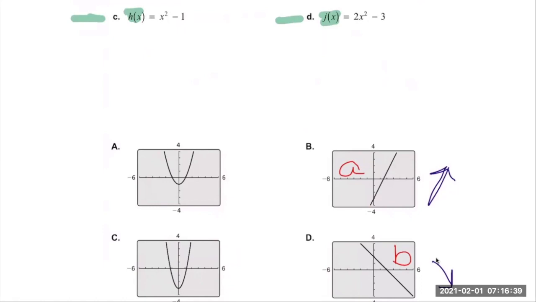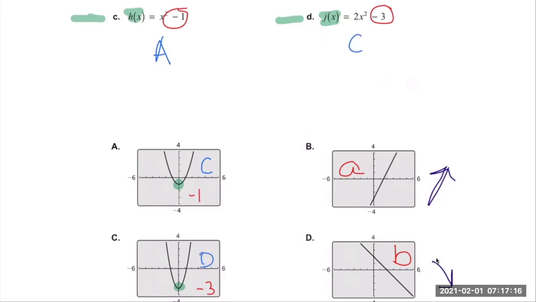But the biggest distinguishing factor is where that graph is touching on our y-axis. So on A, it's touching at -1. On C, it's touching at -3. Well, do you think you can find where those go with what equation? Well, this one has a -1. This one has a -3. It's not by coincidence. So C goes with A and D goes with C.